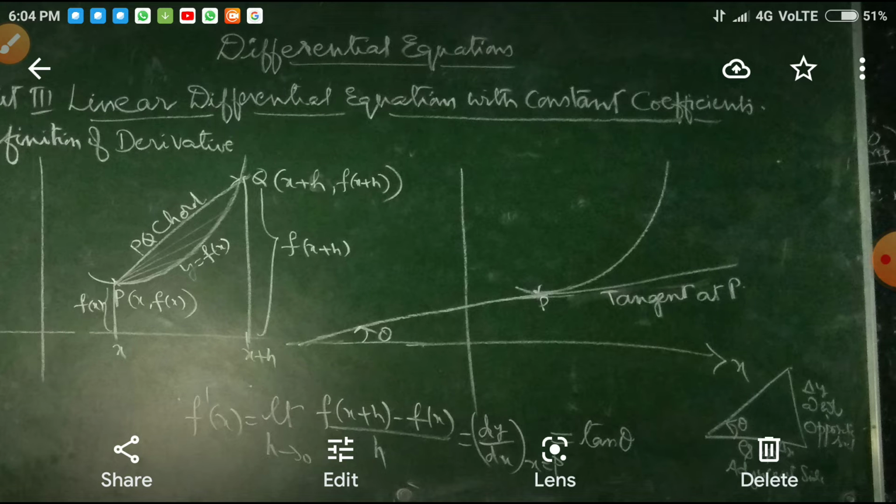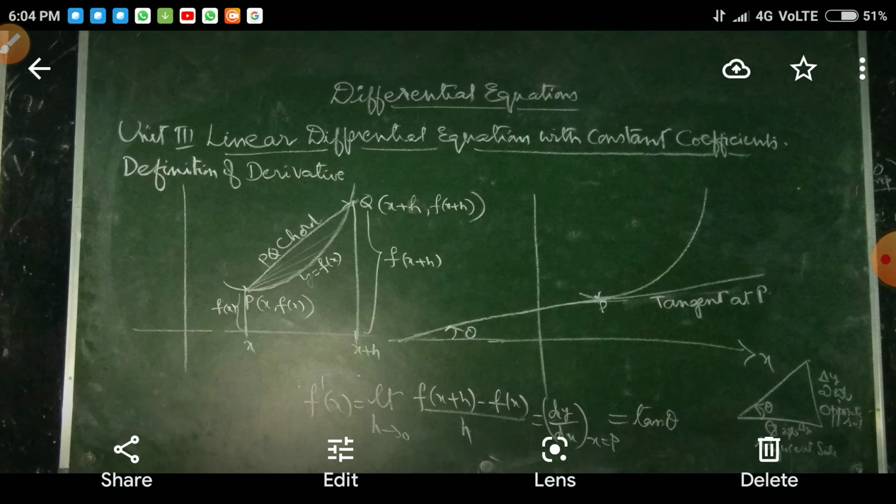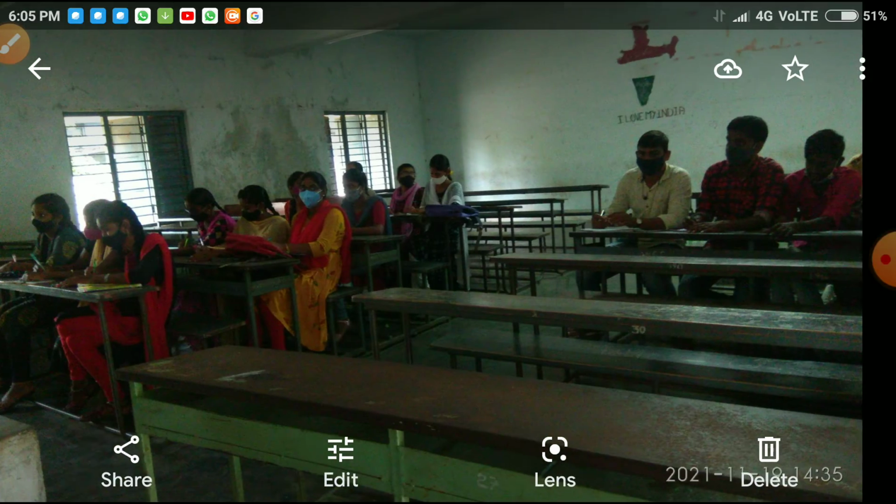In the lower classes you have learnt that the derivative of this function, f dash x, is defined as the limit as h tends to 0 of f of x plus h minus f of x divided by h. That can also be written as dy by dx at x equal to p. That is defined as tan theta, which is nothing but the slope of the tangent at the point P. So the derivative of a function at a particular point gives us the slope of the tangent.